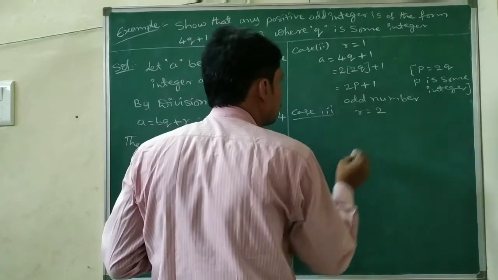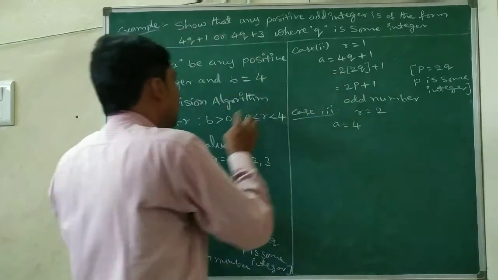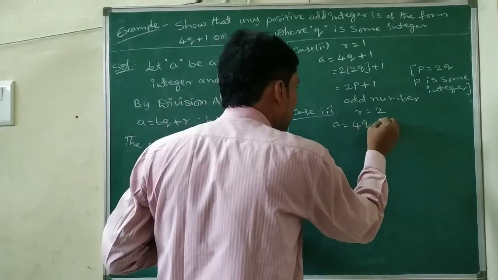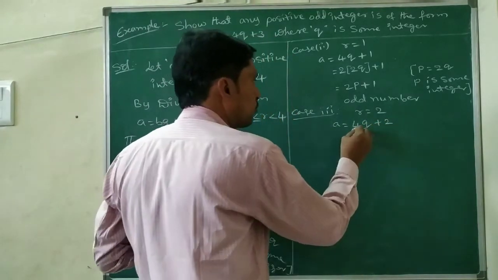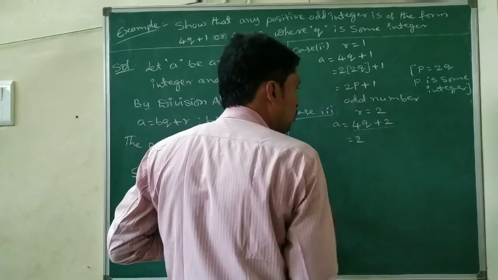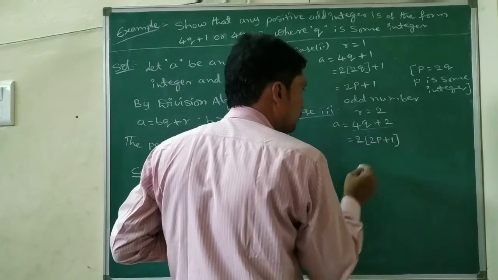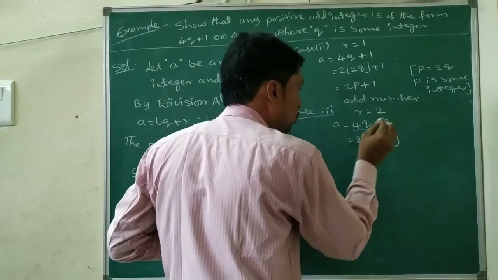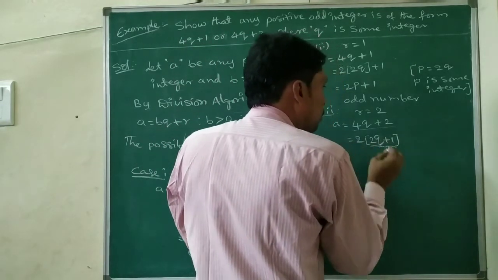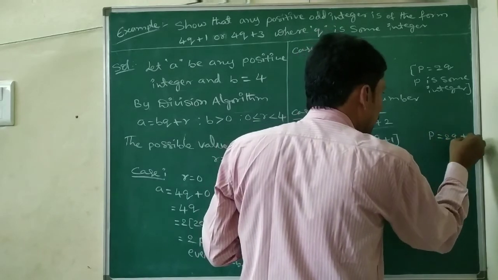So r equal to 2. So a equal, here only the division algorithm we need to write. a equals 4q plus 2. So in this, 2 we can take common. Here 2 and here also we are getting 2. So taking 2 common, we get 2 times q plus 1. So here this total, q plus 1, I am taking as p. So p equal to q plus 1.